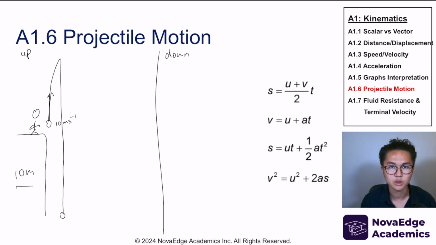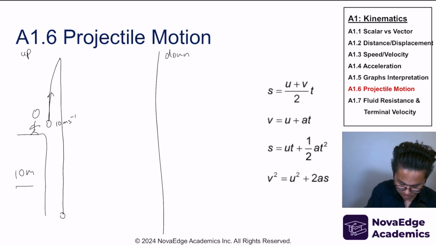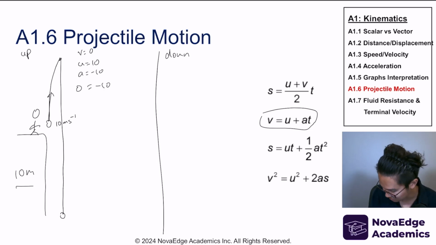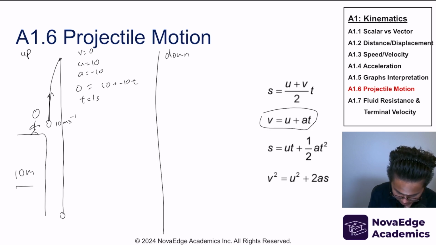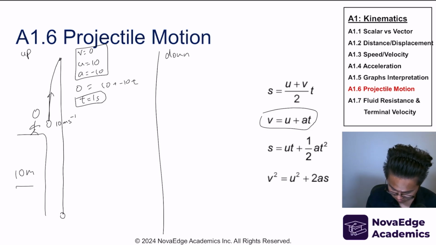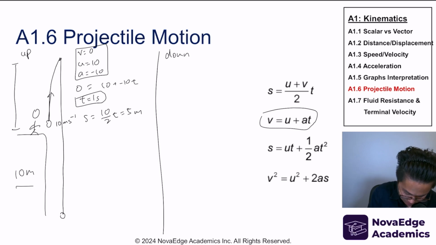Okay, so let's do up first. At the top, it's going to reach a velocity of 0. So I know v is equal to 0. I know u is equal to 10 meters per second. And a is negative 10. So I'm going to do the same thing. 0 is equal to 10 plus negative 10t. Sorry, this is not negative, this is positive. So t is equal to 1 second. And then the distance: s is equal to 10 divided by 2 times t, which is 5 meters. So the distance to the top is 5 meters.